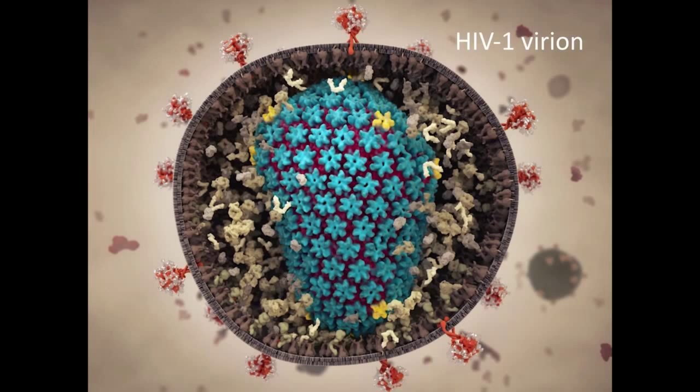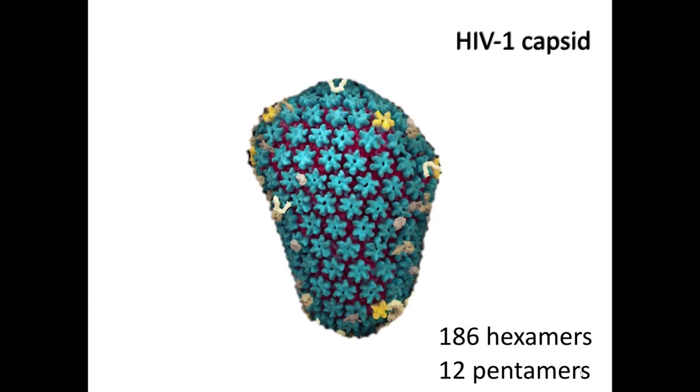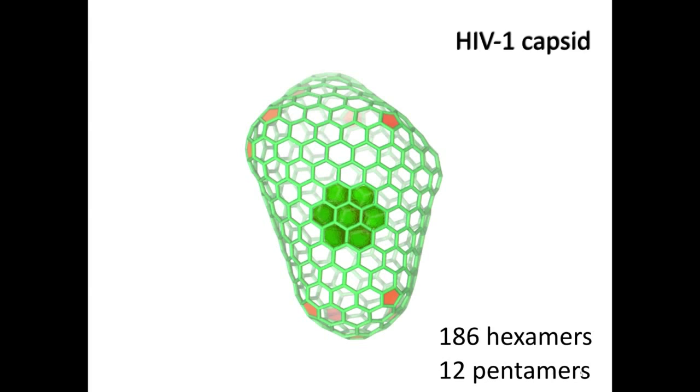This is the capsid. This is the part that we are simulating. If you look at the structure, it's made up of a single type of protein called CA, the capsid protein. It assembles into 186 hexamers and 12 pentamers, if you know your math. Any number of hexamers plus 12 pentamers will give you a closed surface. So to close the surface, we have 12 pentamers.